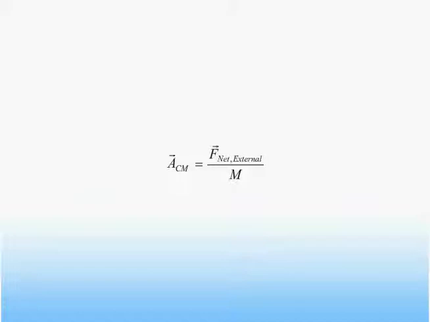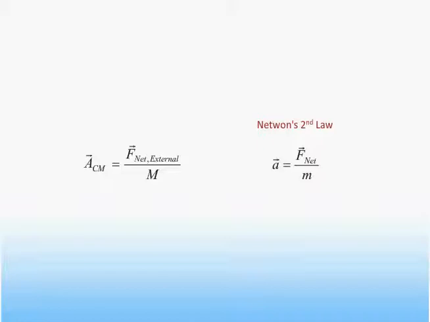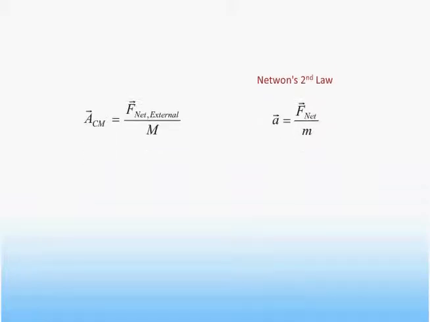We start from our result from the last slide, that the acceleration of the center of mass of a system of particles is equal to the total external force acting on a system of particles divided by the total mass of the system. This equation looks exactly like Newton's second law for a point particle that has the total mass of the system, m, and is located at the center of mass of the system.